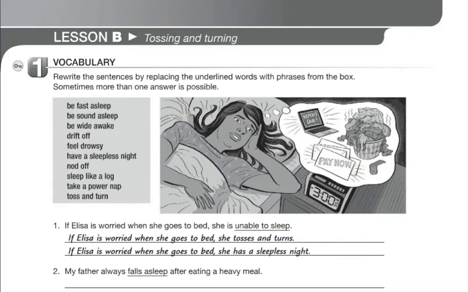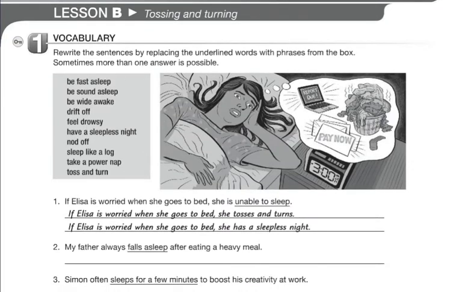All right, now we're gonna start Unit 5, Workbook Part 2. Welcome. In this section, we're gonna be talking about clauses stating reasons and conditions, as well as some problems of sleep. It's vocabulary. We're gonna rewrite a sentence by replacing the underlined words with phrases from the box. Sometimes more than one answer is possible.